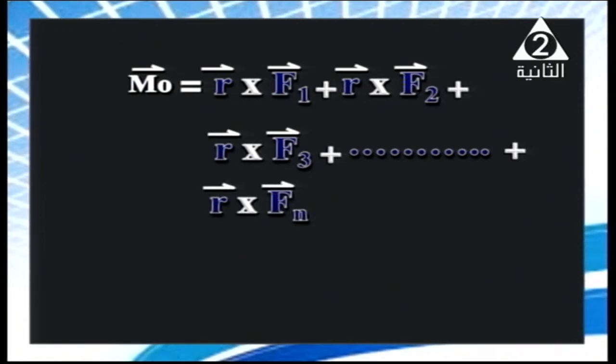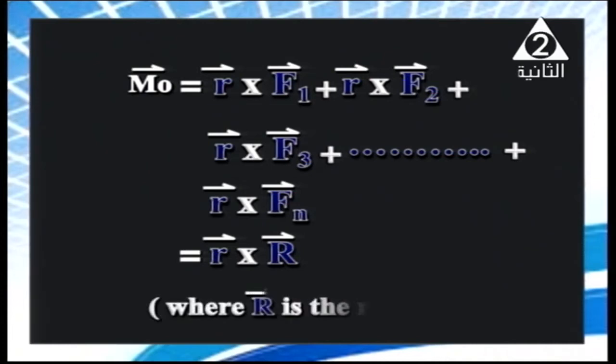Sum of moments equals R vector cross R vector. What is the R vector? It is the sum of the forces, or the resultant of the forces, where R is the resultant of all forces. This is the meaning of the theorem of moments.